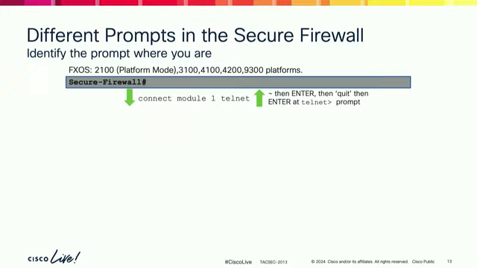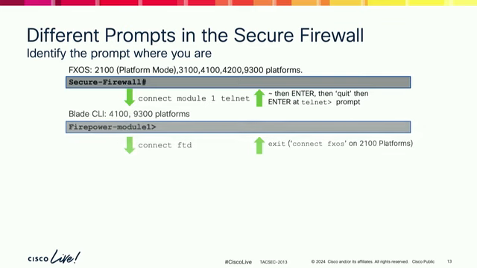And if we go further to the application, we are going to put connect module 1 telnet for the 41 and the 93 only. If we have the other devices, we're going to put connect and the name of the application. Could be, for example, connect FTD or connect ASA. After that, it's going to show us this kind of prompt for the 41 and the 93. If we have the other solutions, we are going directly to the application, right?